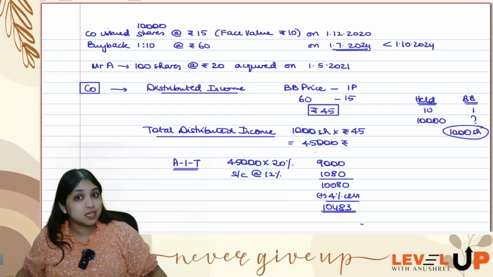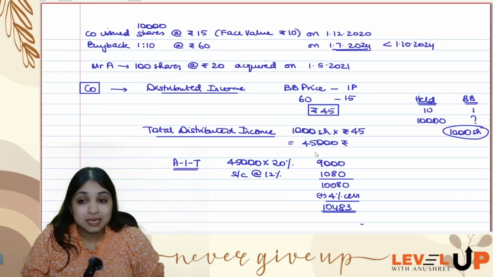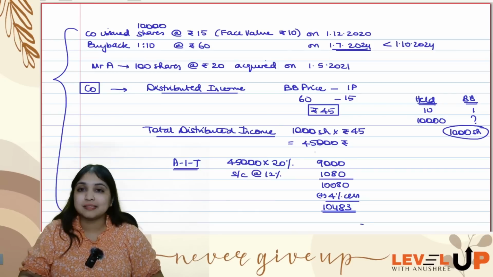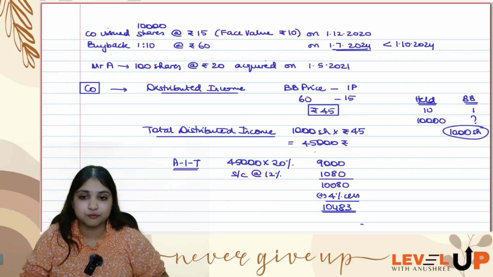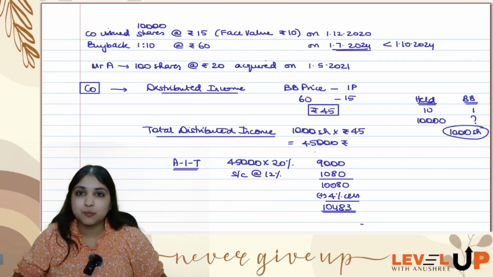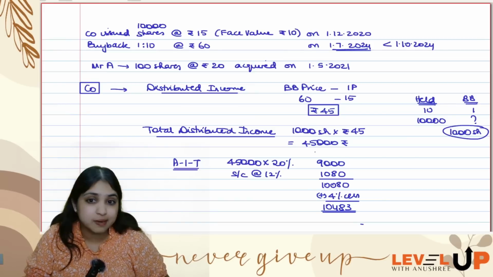This was your existing provision. The same provision will continue to apply if buybacks are happening before 1st October 2024. From the company's point of view, we will see what is the distributed income, nothing but buyback price minus issue price.